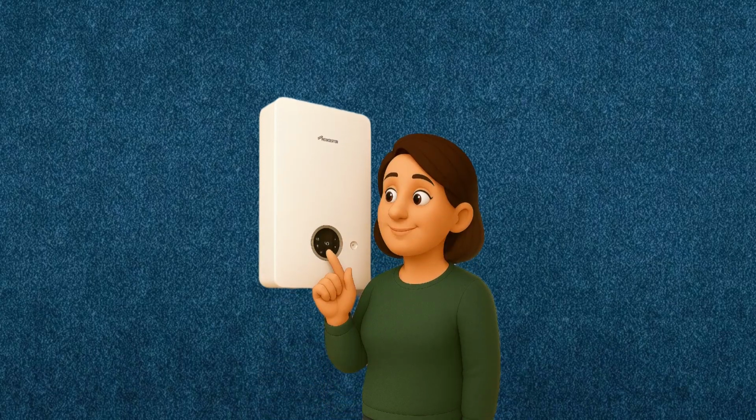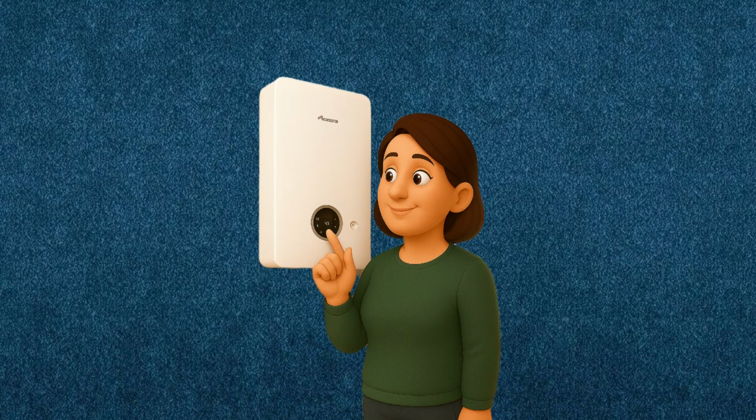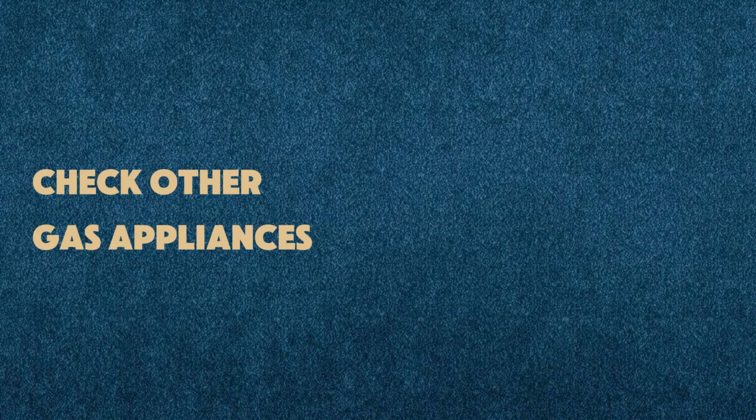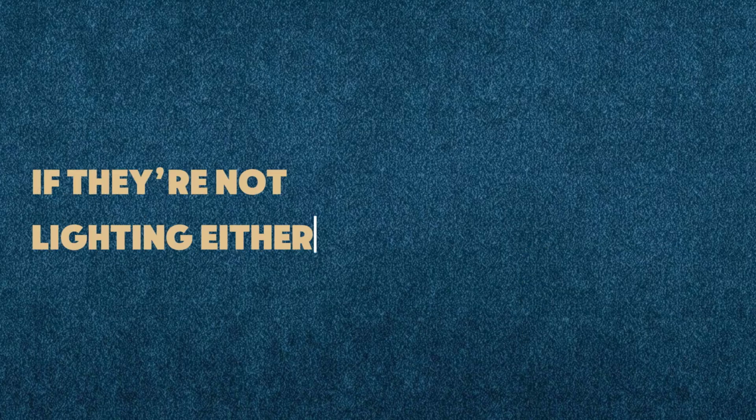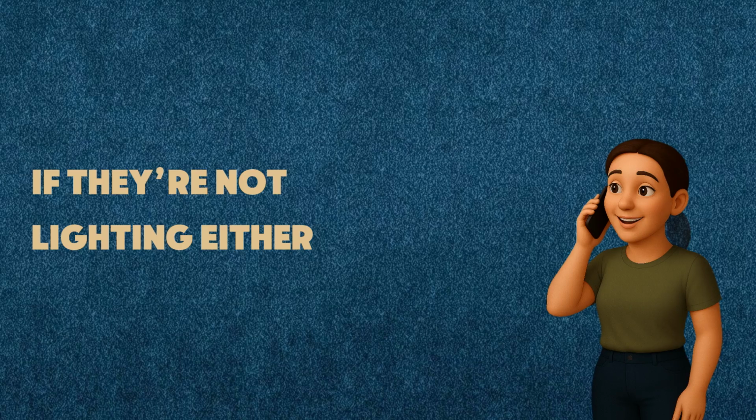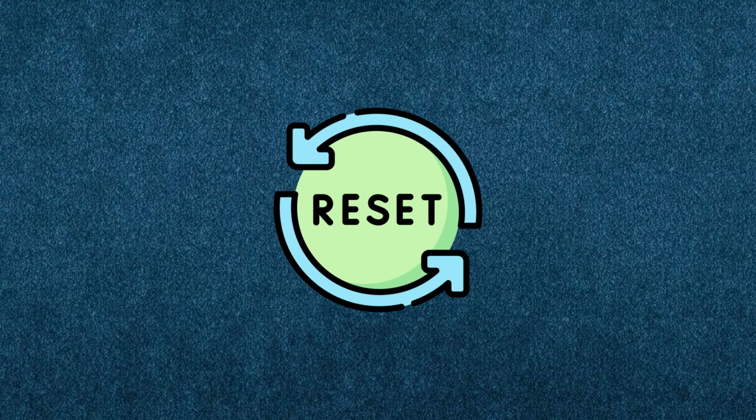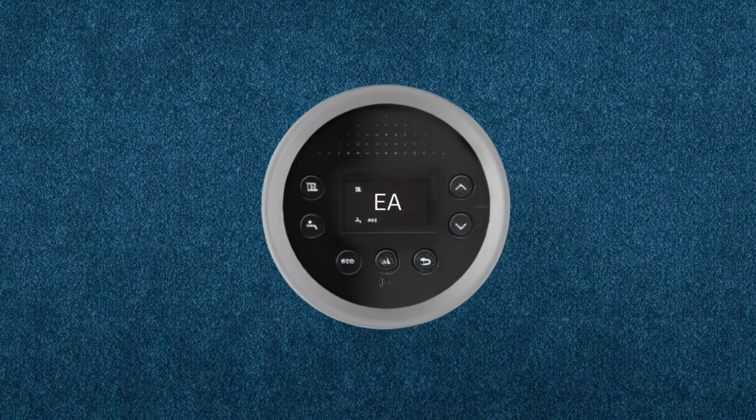You can safely carry out a few checks before calling an engineer. 1. Check other gas appliances in your home, such as your cooker or hob, to make sure gas supply is working. If they're not lighting either, contact your gas provider. 2. Reset the boiler once using the reset button. Sometimes the EA code can appear after a temporary ignition failure.